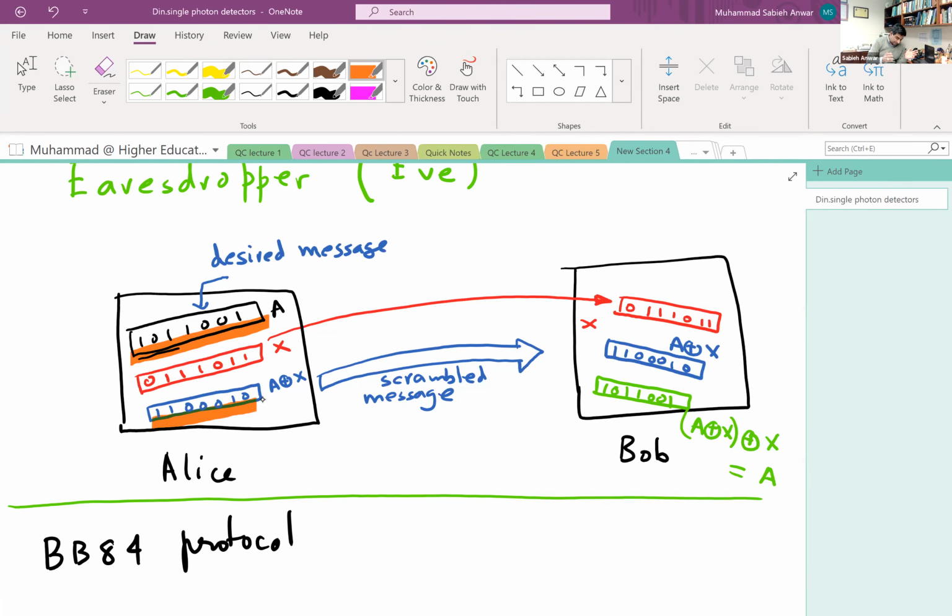Suppose your A was just a string of zeros, but your X is totally random, so your A plus X appears totally random. So from random information, it's very hard for a hijacker to extract useful information. You just get a sequence of random zeros and ones, which does not carry any information content. That's why you would like to encrypt your orderly message into an apparently random message, and that is done with a random key.